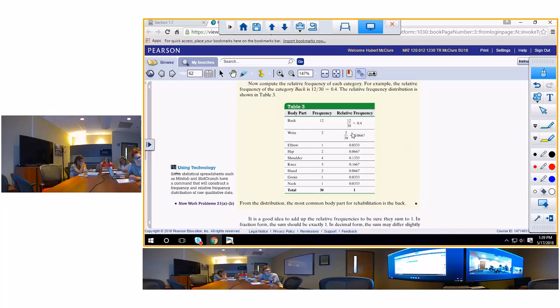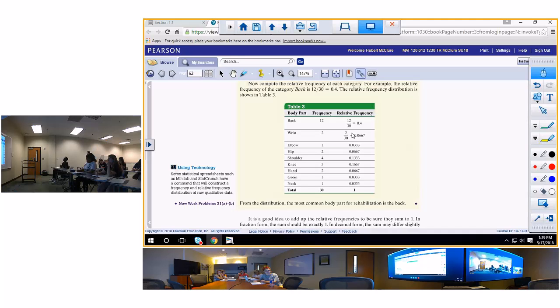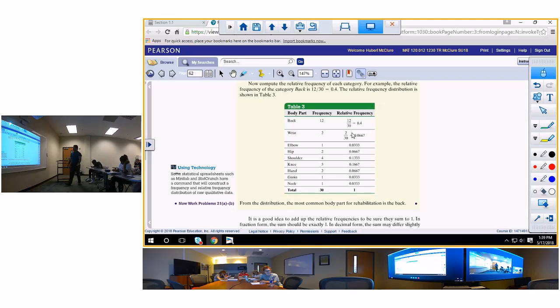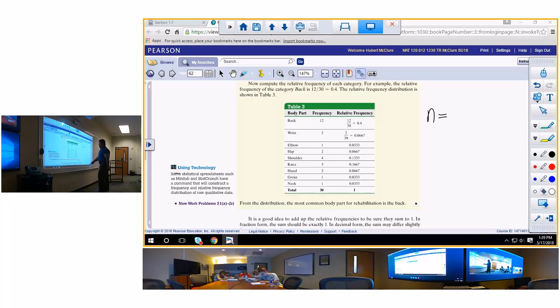I see so many people come up to me and say, what's the frequency? Well, how many have back problems? 12, that's the frequency. All right, then what is the relative frequency? You put the count over the total. What's a letter that depicts the total? N. In this case, N is equal to what? 30.